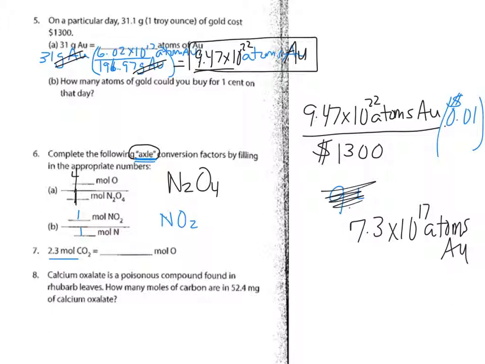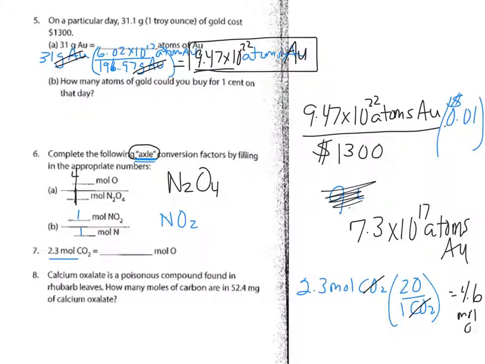2.3 moles of CO2, right? So if we were to do it like we did in class, 2.3 moles of CO2. And we know that there's 2 O's in every 1 CO2. So we can cancel CO2, and we find out that that's 4.6 moles of O. So that would be 4.6. Okay, so the QR codes are helpful too, so you probably should take a look at those as well.